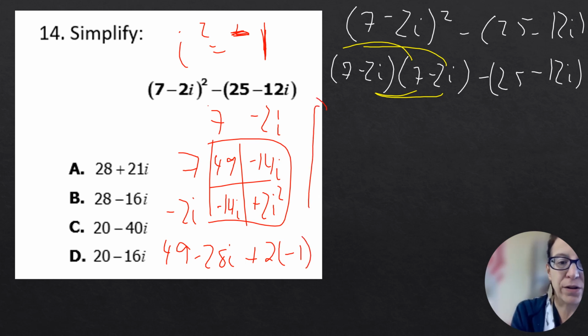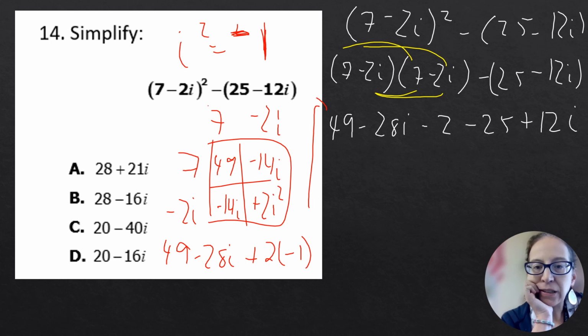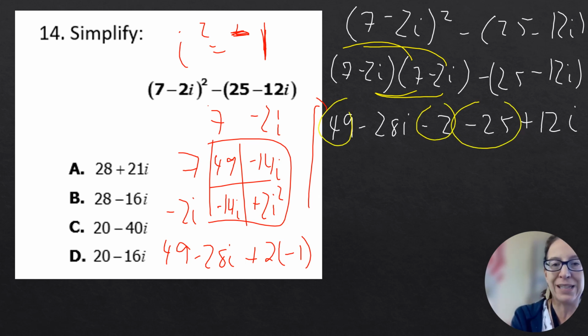Now we're going to bring it back over here to this problem. 49 minus 28i. Now 2 times -1 would be -2. And let's go ahead and distribute that, so that's minus 25 plus 12i. And we have to combine some like terms. So what do we have going on? We have 49 minus 2 minus 25, and I get 22.